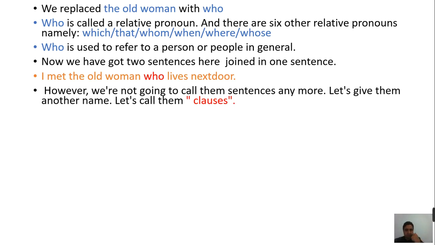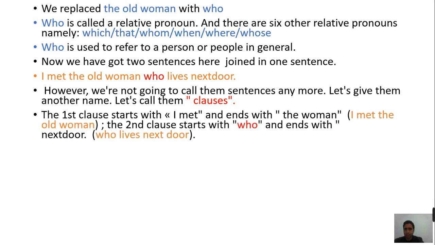So these clauses, normally we have 2 clauses. Now we are going to define where the first clause starts and where it stops, and where the second clause starts and where it stops. So the answer is, the first clause starts with I met and ends with the woman. I met the woman. The second clause starts with who and ends with next door. Who lives next door?